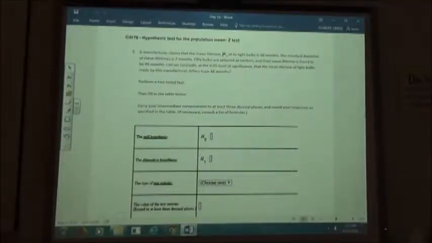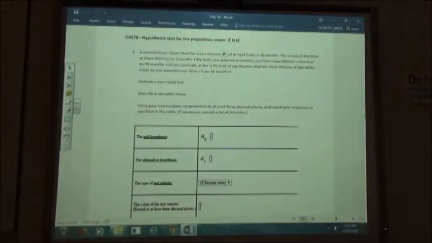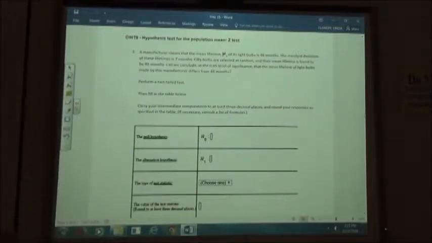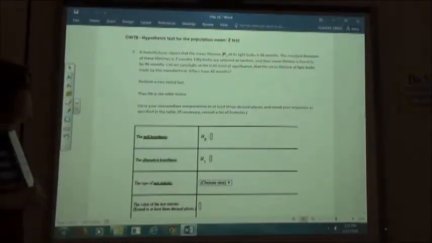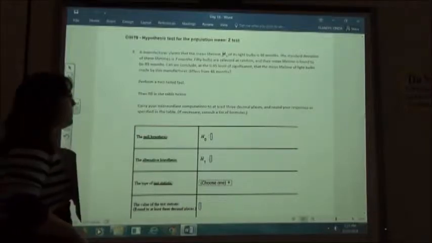All right, so what we're really going to be doing is what they call hypothesis testing to answer the question if this is true or false. It says a manufacturer claims that the mean lifetime of its light bulbs is 46 months. The standard deviation of this lifetime is 7 months. 50 bulbs are randomly selected, and their mean lifetime is found to be 49 months. Can we conclude at a 0.05 level of significance that the mean lifetime of the light bulbs made by this manufacturer differs from 46 months?